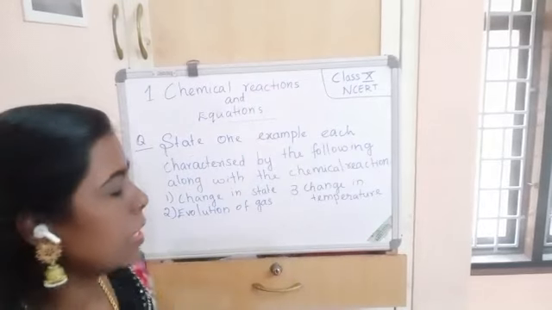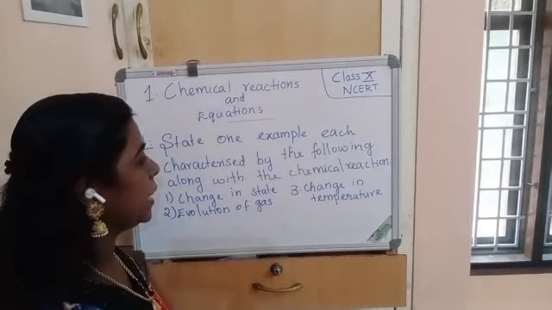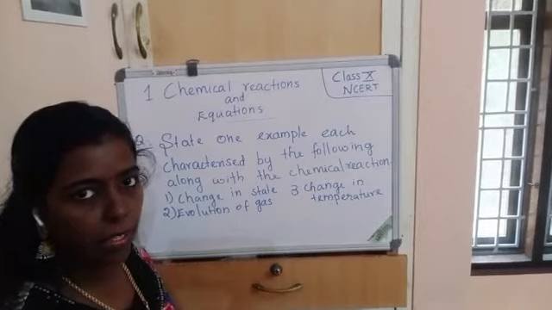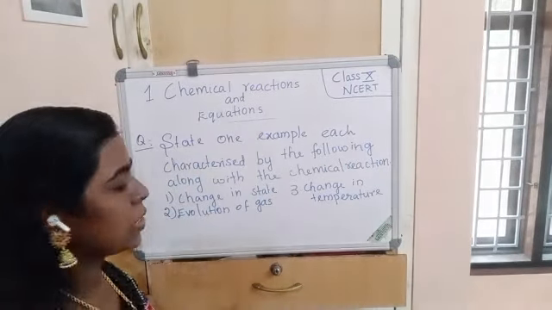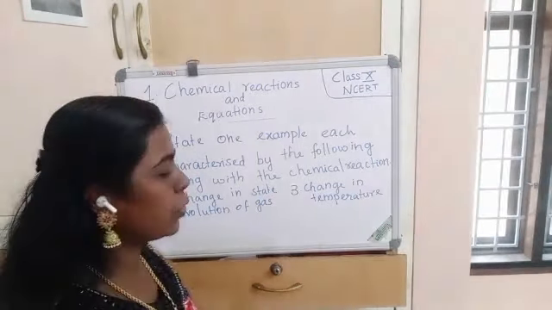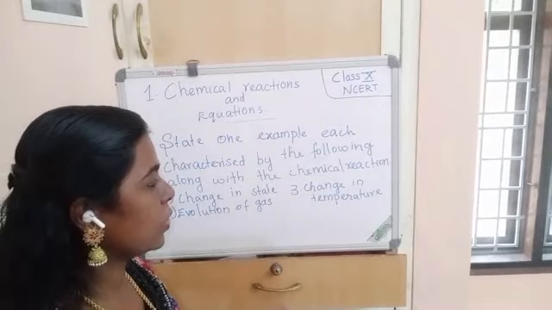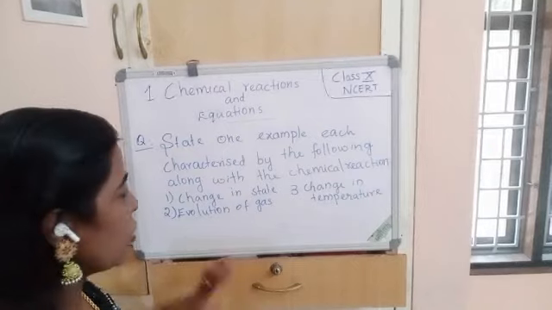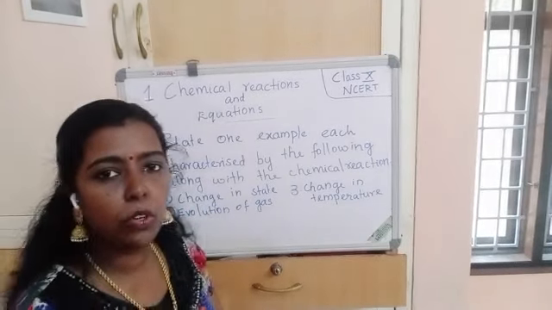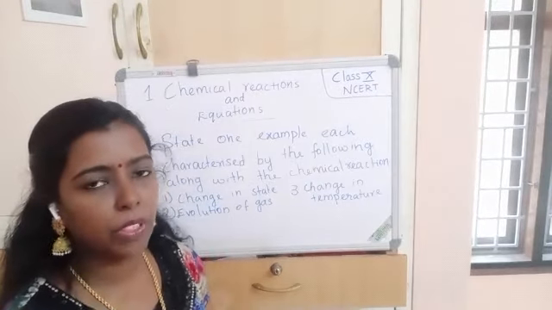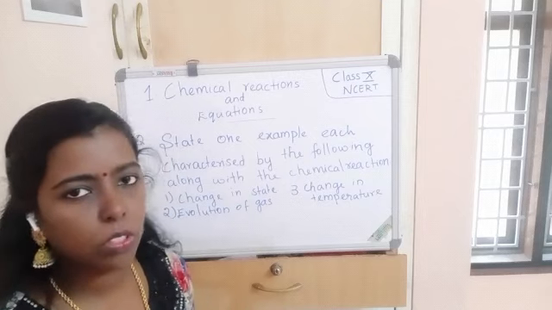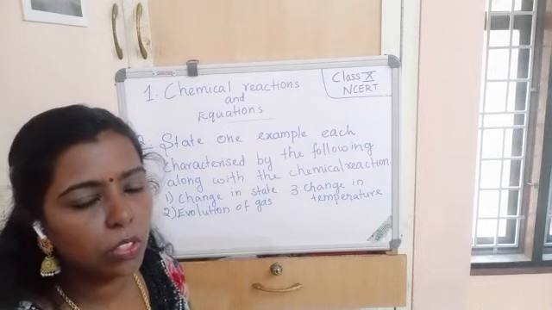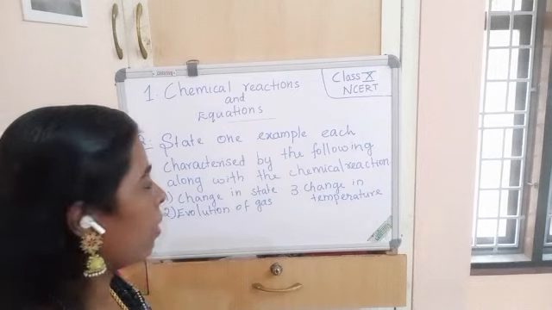Next question is, state one example each of a chemical reaction characterized by the following. First one, change in state. Second one, evolution of gas, and third one, change in temperature. What is the answer to this question? Change in state: burning of coal. Carbon reacts with oxygen to form carbon dioxide. The solid form of carbon changes into the gaseous form, carbon dioxide.